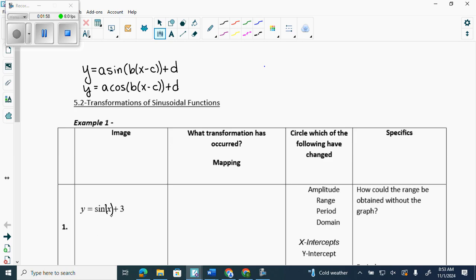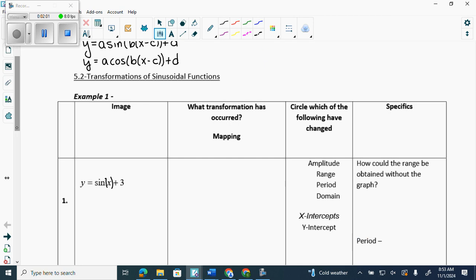Okay? So, what transformation occurred? Yes, vertical displacement. 3 units up. Now what I would have you do, which might help you out, is to have the graphs of sine x and cos x out from yesterday. So your basic sine x graph, your basic cos x graph from yesterday, because we're going to look at transformations to those functions, and we're going to see what would move, what would change. Okay?